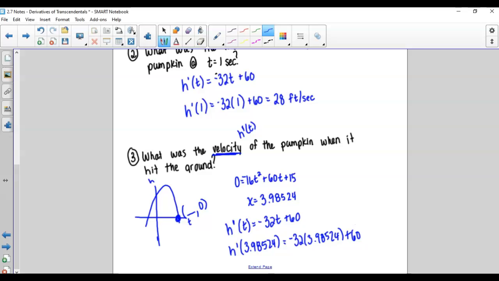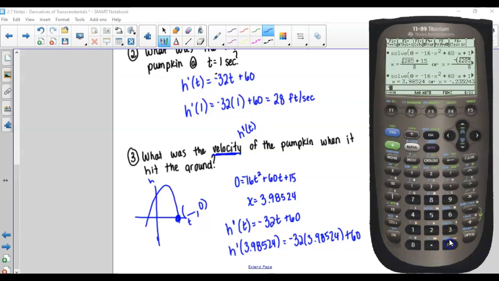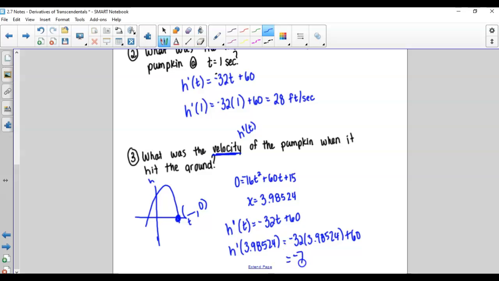So if we just type that in, negative 32 times 3.98524 plus 60, we are going to get negative 67.651.66. So negative 67.651.66. And this is feet per second.